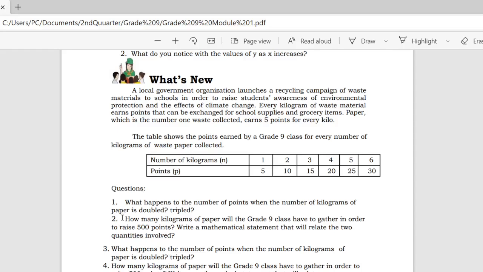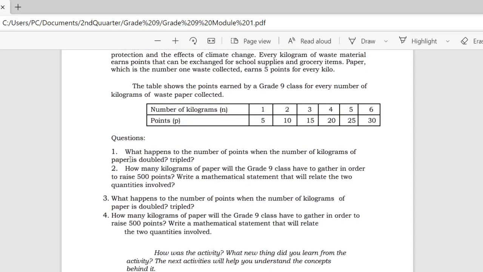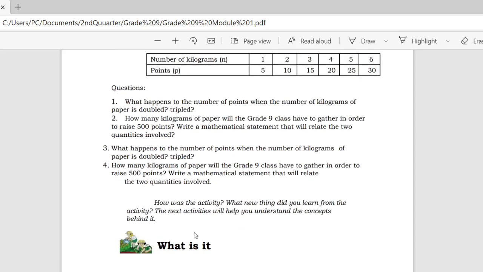Okay, so maybe hindi nakita ito. Ang number 1 is pareho lang sa number 3. Ang number 2 is pareho sa number 4. Okay, so ang i-answer nyo lang dyan, number 1 and 2, kasi pareho lang naman yan. Okay, next. How was the activity?